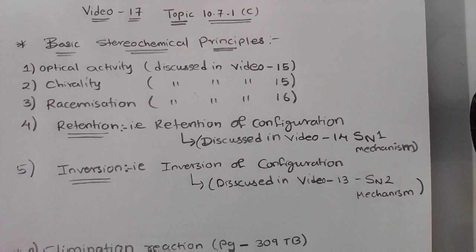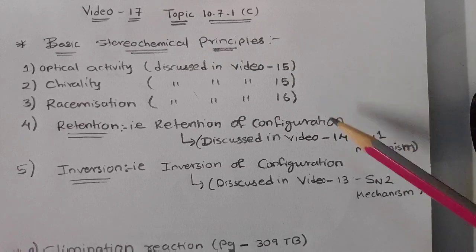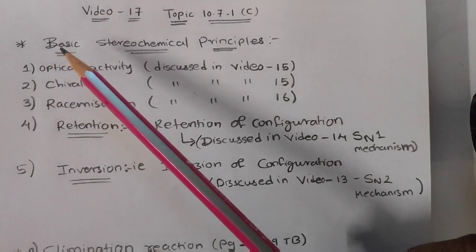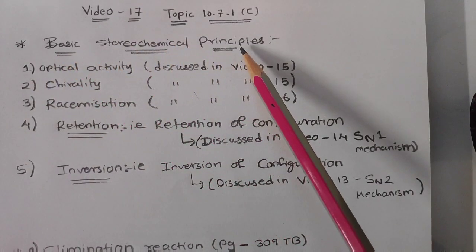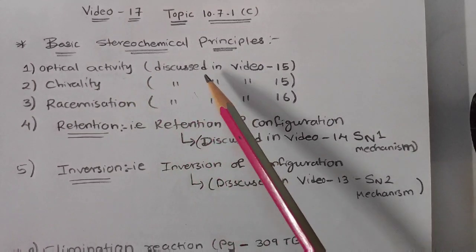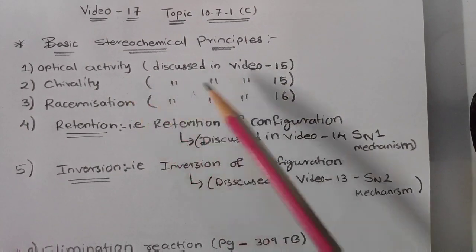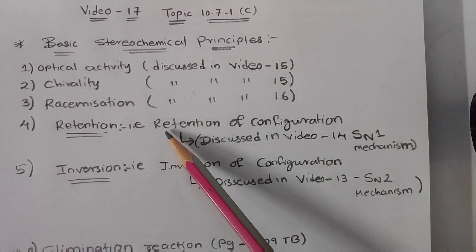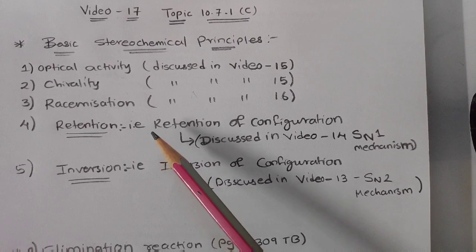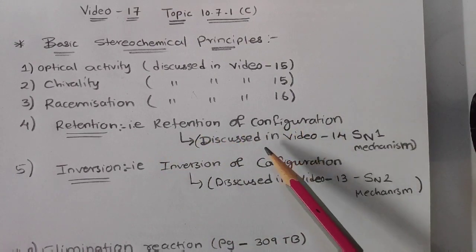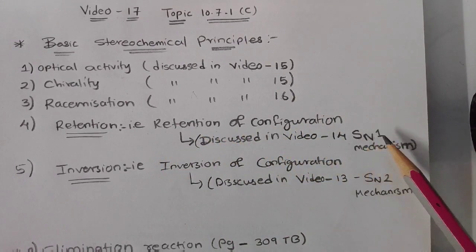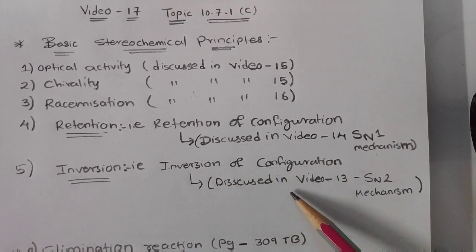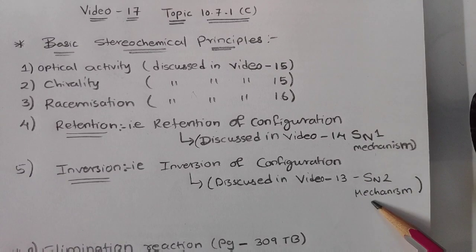Last time, in the previous videos, we discussed the basic stereochemical principles, in which we discussed optical activity and chirality in video 15, and resolution in video 16. Today we will be discussing a little bit about retention, that is retention of configuration, which we have already discussed in video 14, the SN1 mechanism, and inversion, that is inversion of configuration, discussed in video 13, the SN2 mechanism.